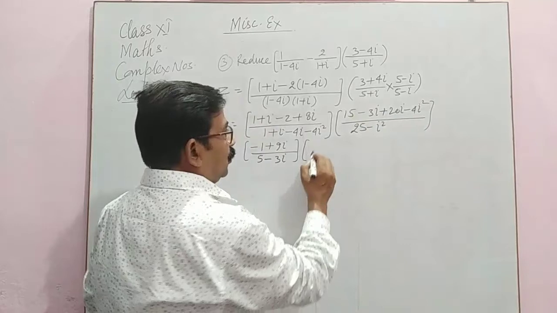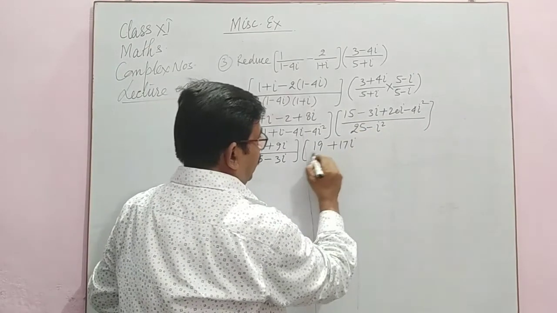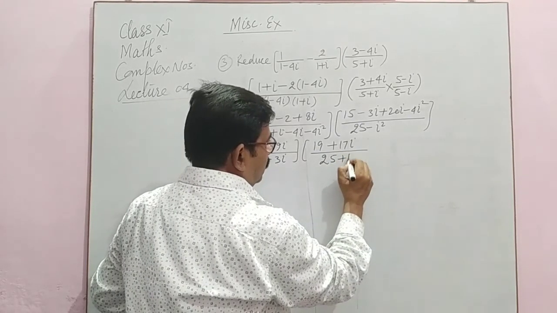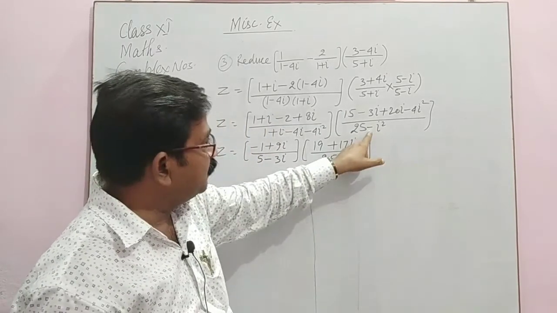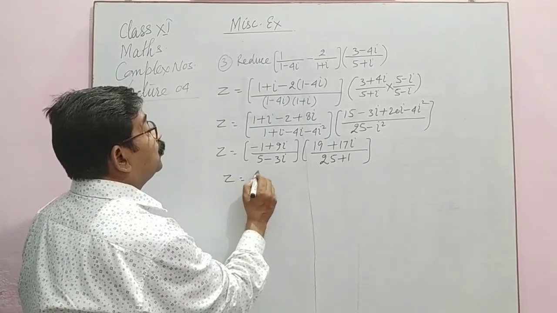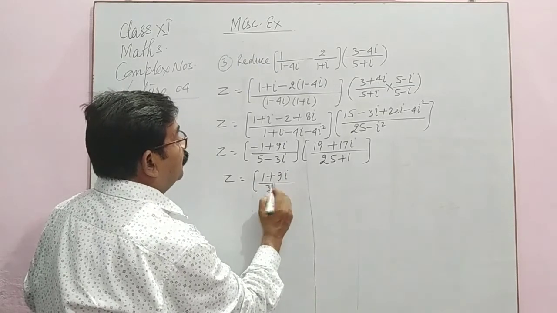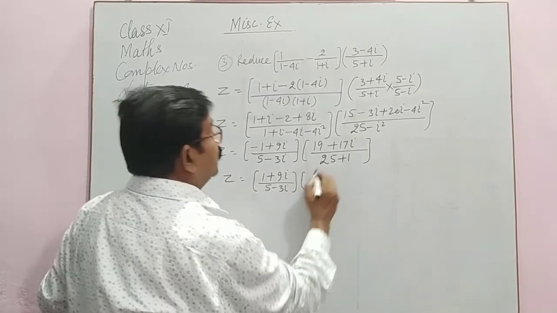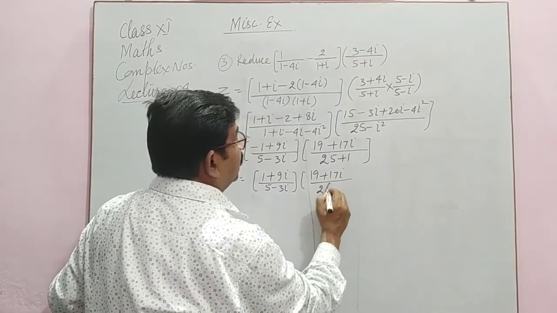15 plus 4 is 19, minus 3i plus 17i, upon 25 minus i square, so it becomes plus 1. Try to understand: i square is equal to minus 1, and minus 1 is already here, so we have plus 1. So Z is equal to 1 plus 9i upon 5 minus 3i, into 19 plus 17i upon 26.